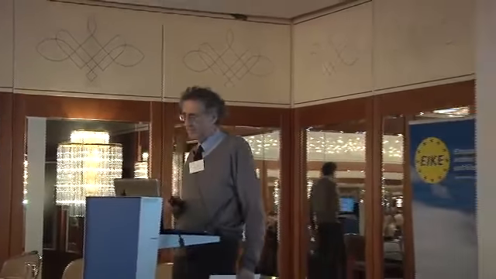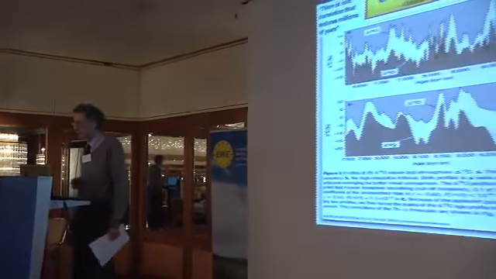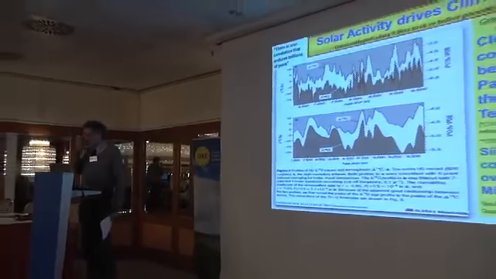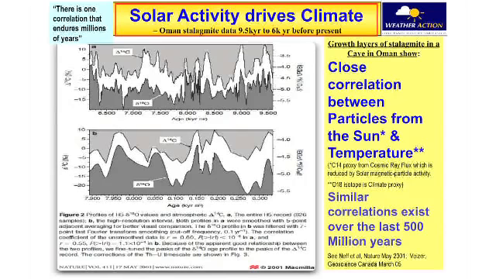Now, if you want to look at the longer picture, you can see there is a close correlation between particles from the sun, as measured by carbon-14, or using cosmic rays as a proxy, of course, for these, and world temperatures. And nobody disputes these figures from either side. And of course, there's not such a graph of CO2 anywhere.